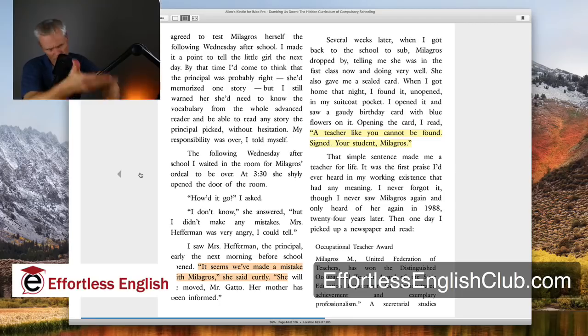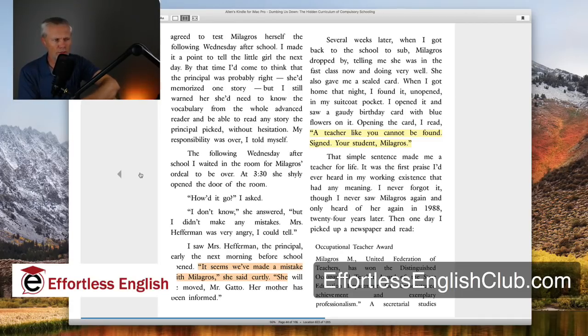But Don Taylor Gatto, he kept pushing. He said, okay, just test her. Give her a test. And if she's good, put her in a more advanced class. So finally the principal agreed. And the girl, Milagro, she took her reading test, and she got a perfect score.